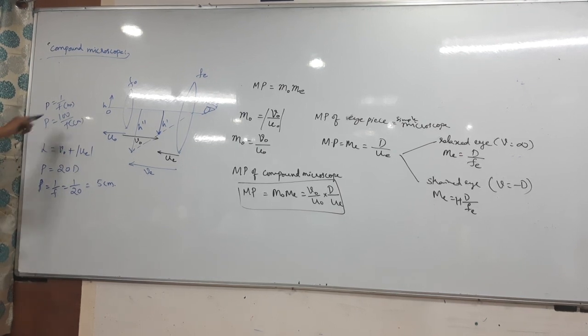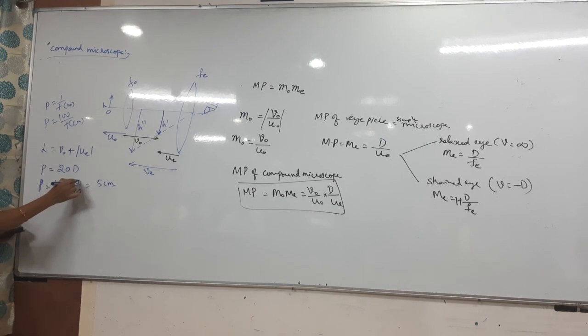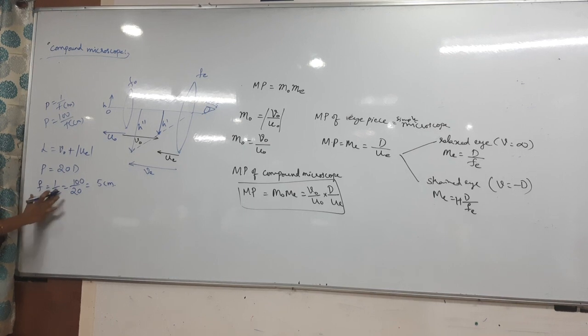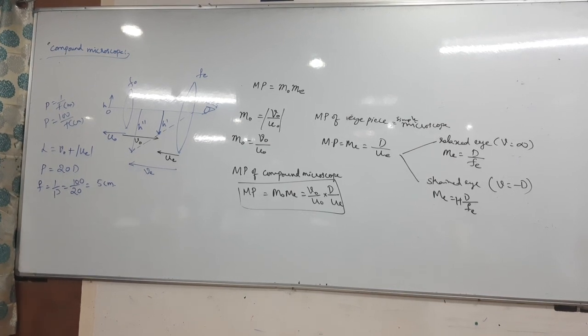Yes, I have taken 1 by F, nothing but what I have taken here? Meters. Otherwise directly I will take it as centimeters only, 100 by 20. Then what is the answer you will get here? 5 centimeters is the focal length you will get. So F is equal to 1 by P or P is equal to 1 by F. Anything is same only. Then after that, what is the question? Where should the object be placed? Nothing but what you have to find out here? Object distance U you have to find. Where should the object be placed so that maximum angular magnification is obtained.